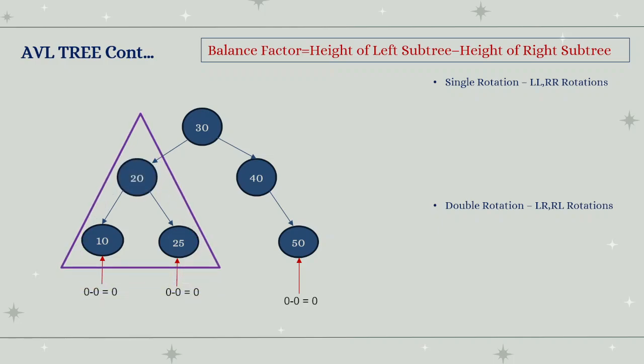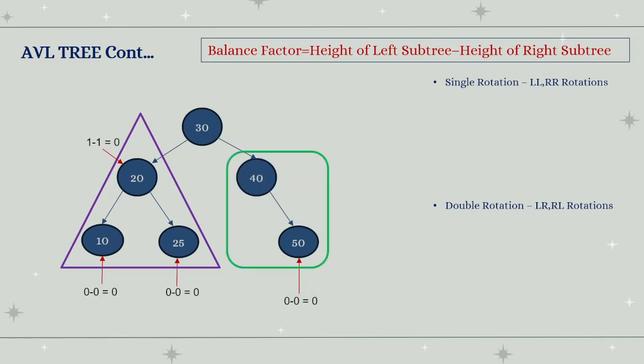Node 20 has two children, 10 and 25. Both children are leaf nodes, giving them heights of 0. Thus, the heights of the left and right subtrees of node 20 are both 1. Hence, the balance factor of node 20 is 1 minus 1 equals 0.